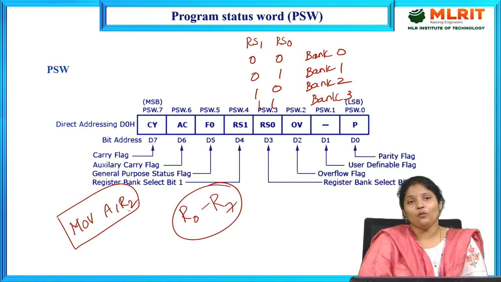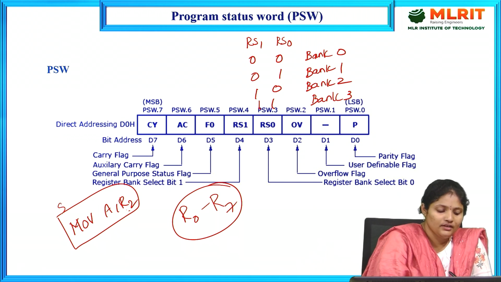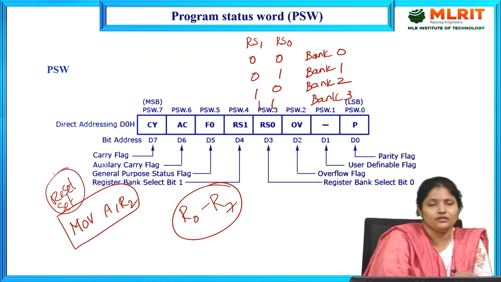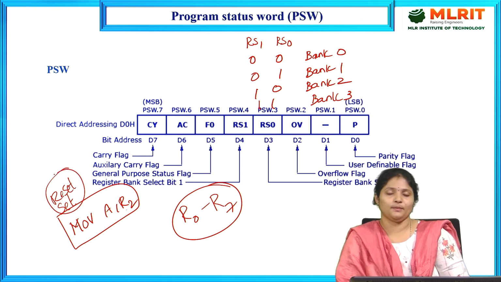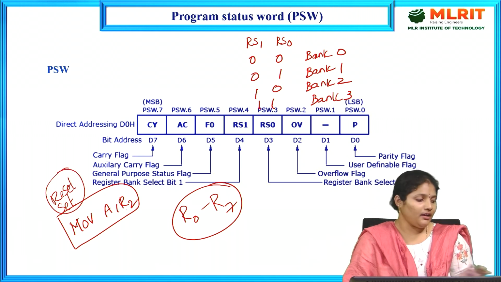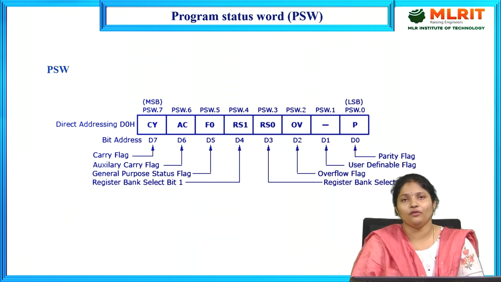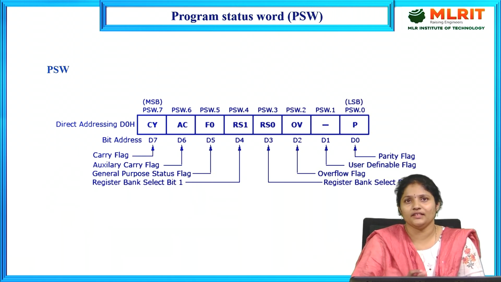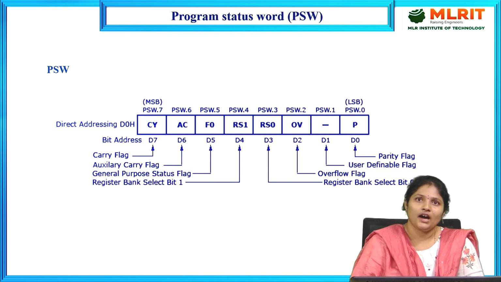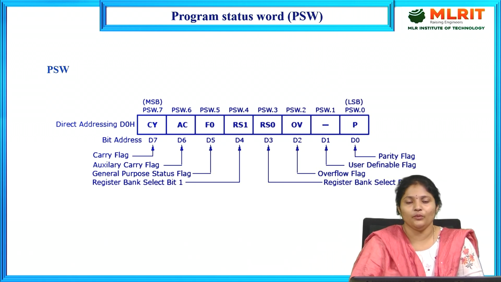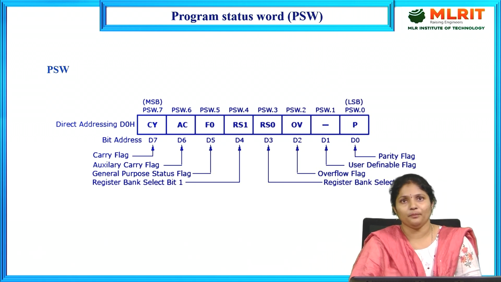If I want to select bank 1 R0 to R7 registers, then you need to set or reset bits here. I'll explain this while explaining the program. Basically, in the 8051 there are 4 register banks, and each bank has 8 registers, R0 to R7. You can use whichever register you want in a single bank.